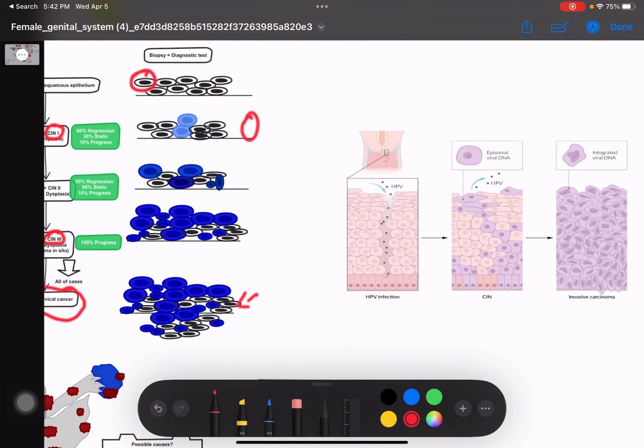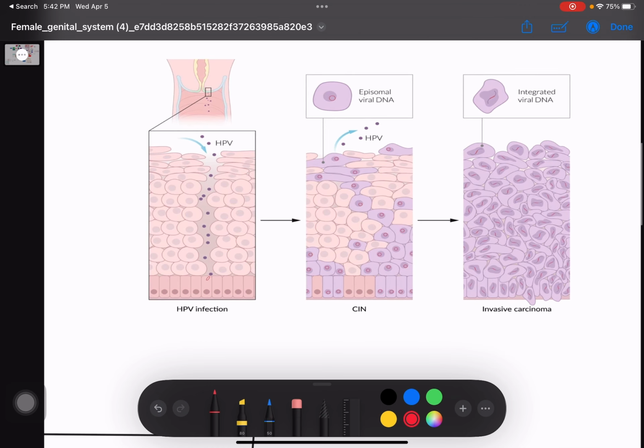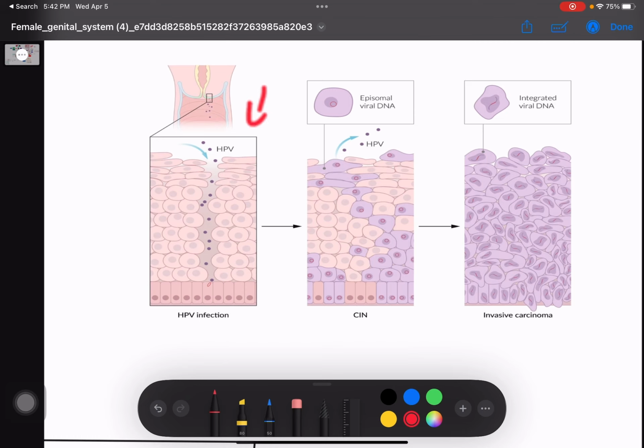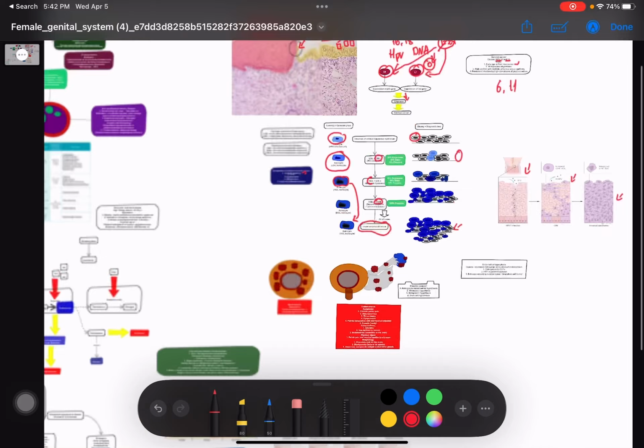Now the second topic, you can see in here as well, compared to the HPV infection here, which is like a new infection, there's nothing atypical here. There's viral DNA integration, which causes dysplasia of the cervical cells. And here in invasive carcinoma, you can see that most of the cells are atypical in the cervix.